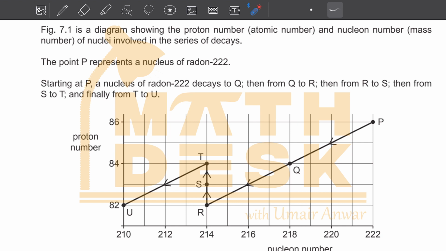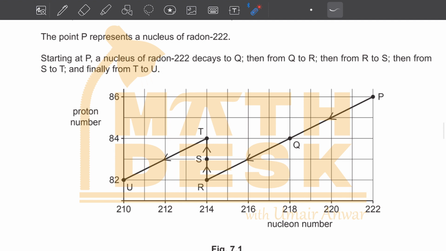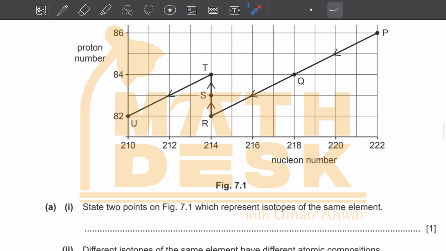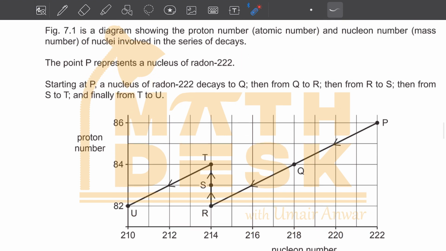The point P represents a nucleus of radon 222. So it starts here and then it goes like this. Then we have this sequence of radioactive decay. Starting at point P, a nucleus of radon 222 decays to Q, then from Q to R, then from R to S, and then from S to T, and finally from T to U. So it ends here. Part A1, state 2 points on figure 7.1 which represent isotopes of the same element.